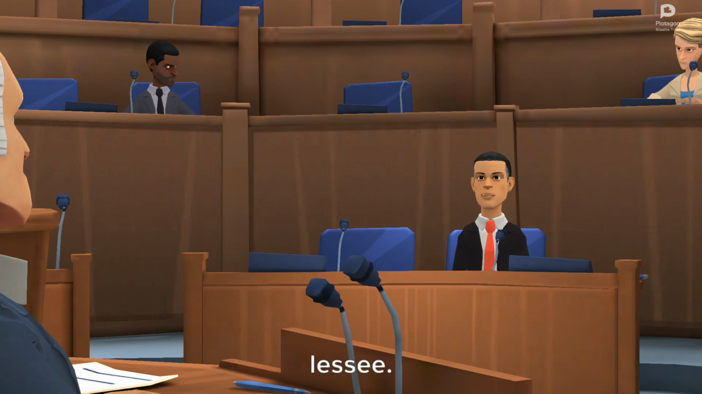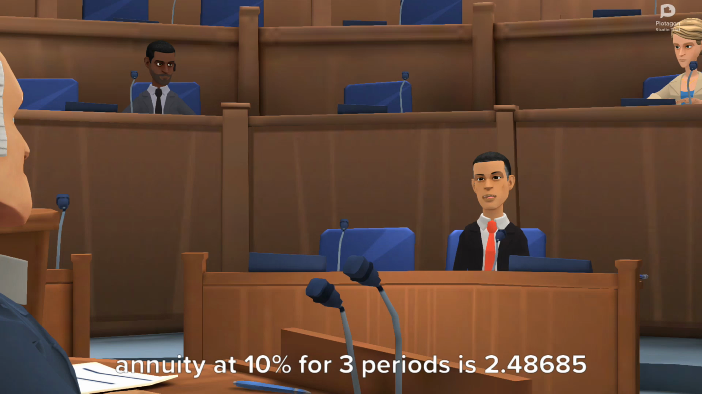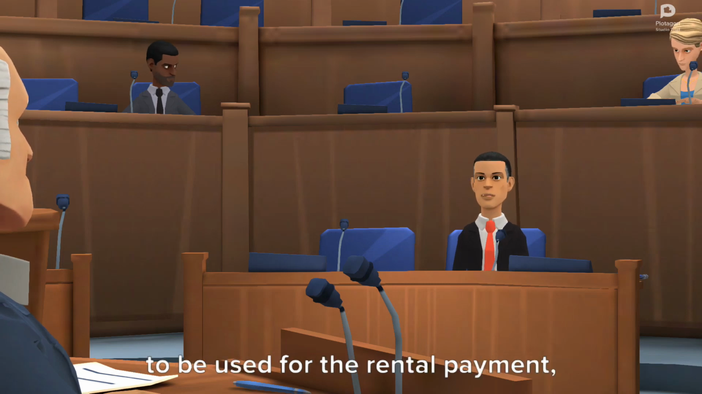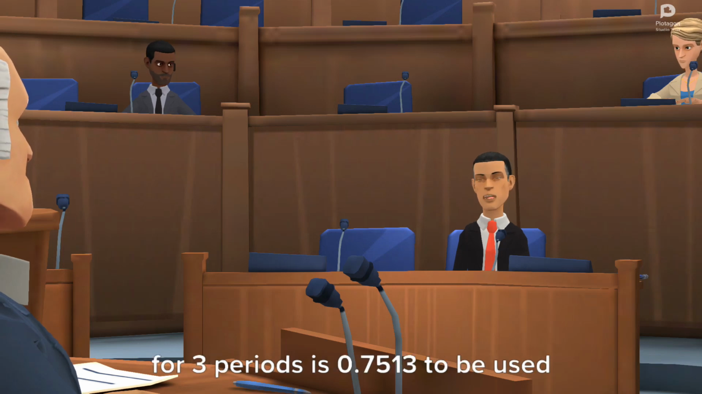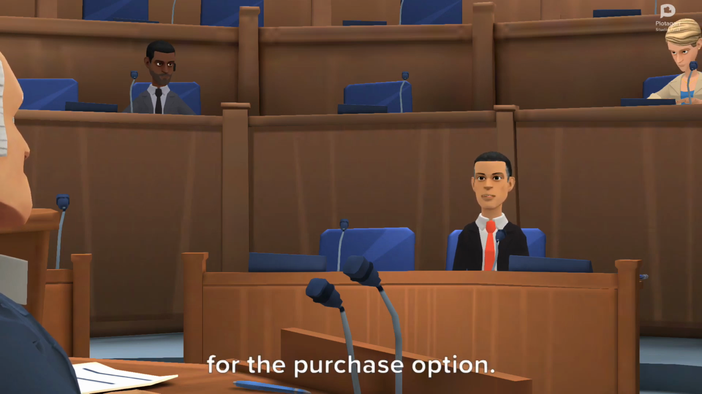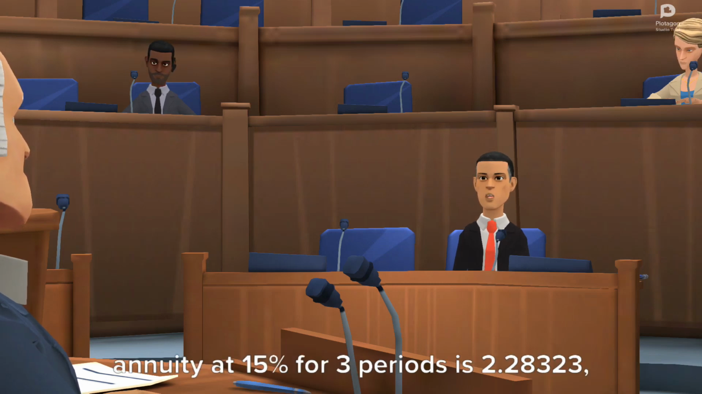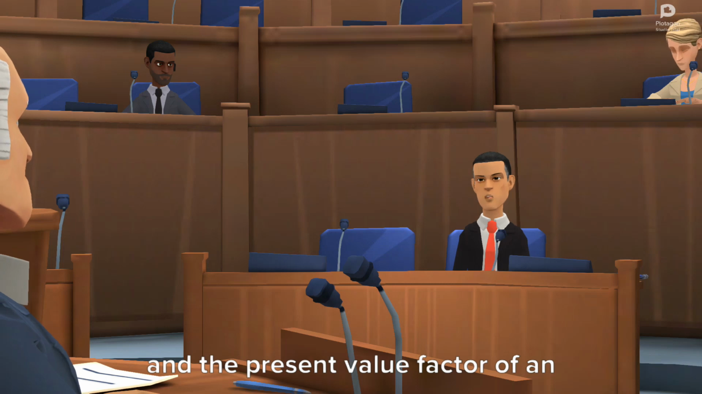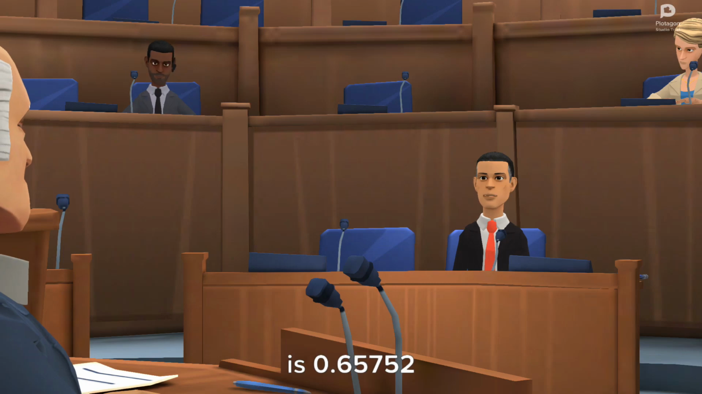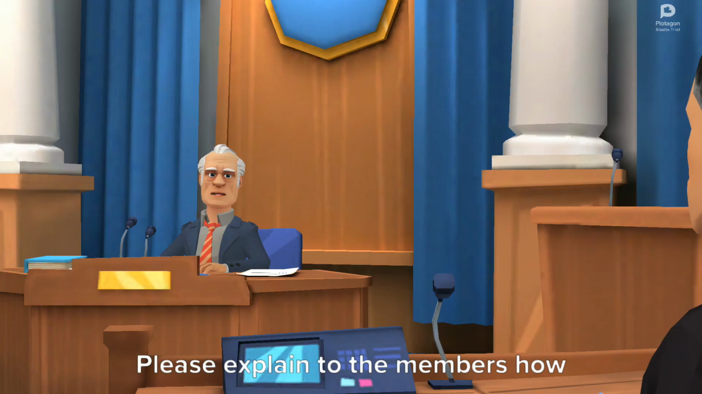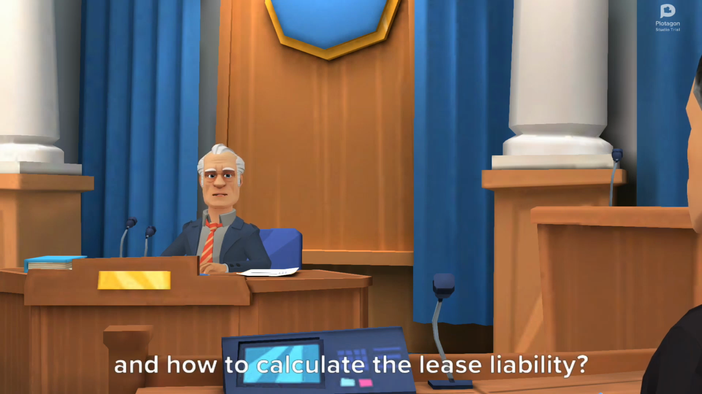lessee. The present value factor of an ordinary annuity at 10% for 3 periods is 2.48685, to be used for the rental payment, and the present value of 1 at 10% for 3 periods is 0.7513, to be used for the purchase option. The present value factor of an ordinary annuity at 15% for 3 periods is 2.28323. And the present value of 1 at 15% for 3 periods is 0.65752. Please explain to the members how this lease is classified, and how to calculate the lease liability.